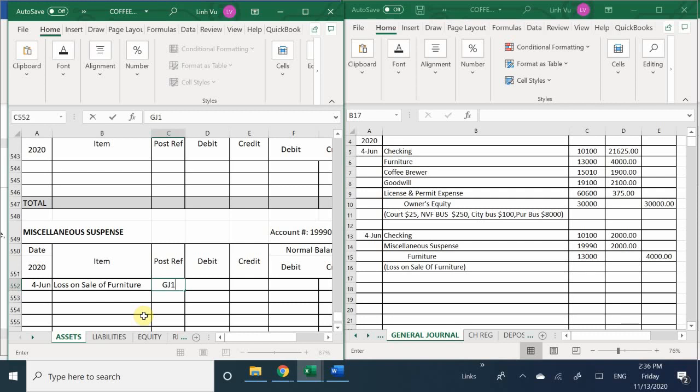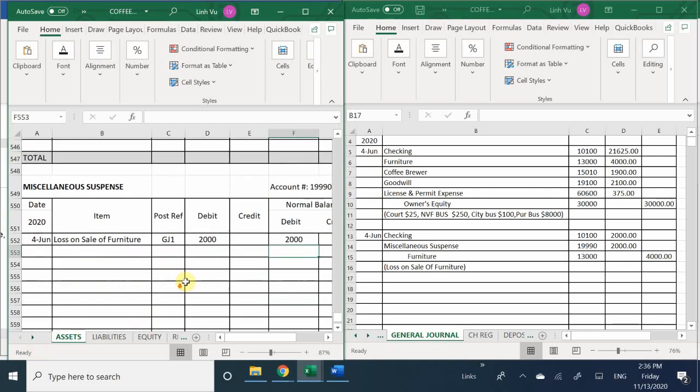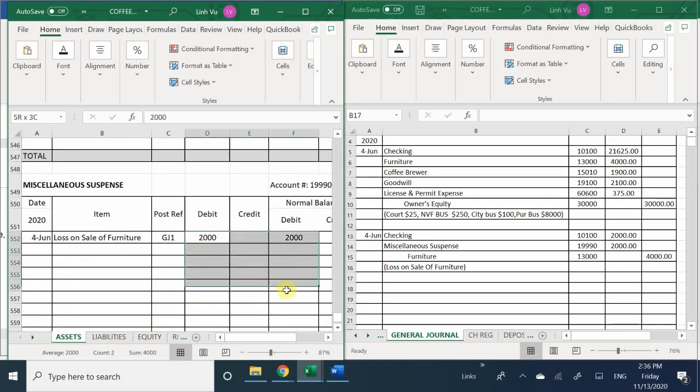General journal number 1. How much did I place in this account? I debited $2,000. Because I have no balance in my miscellaneous expense, it's just going to be this. That's what my beginning balance is going to be. It's going to be $2,000.